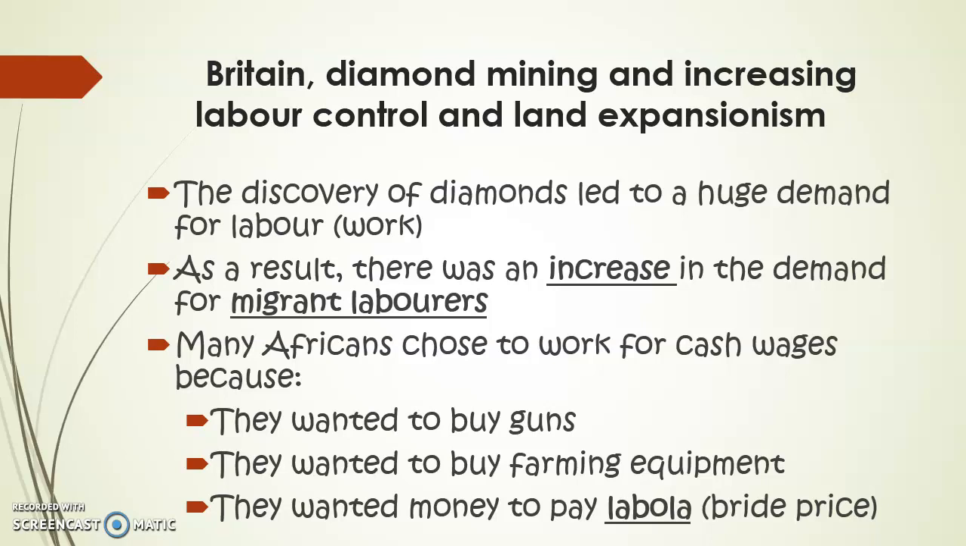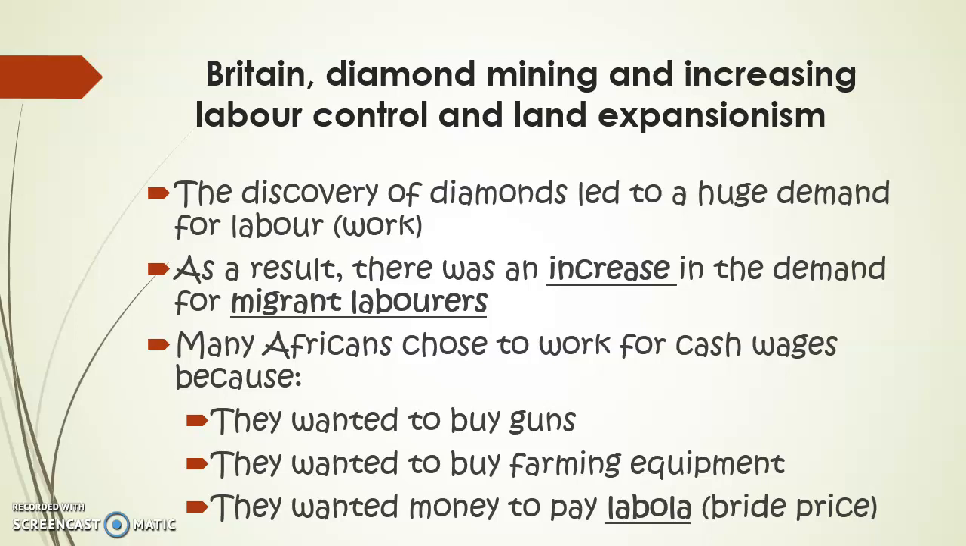So, what would happen is that these rich people who discovered diamonds would then start to build mines in these areas, and then they called for what is known as migrant laborers. So they wanted people to come from the reserves or the homelands so that they can come and work in these areas like Kimberley, for a very cheap fee compared to what they would have had to pay white workers.